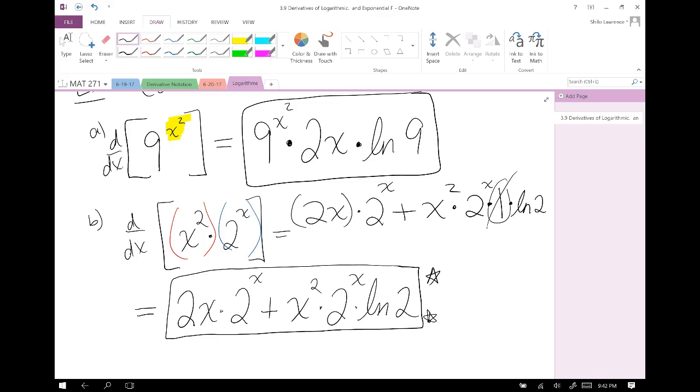So that is the log rule in a nutshell, the natural log rule, and then also how to extend our exponentials and logarithms to other bases as well.